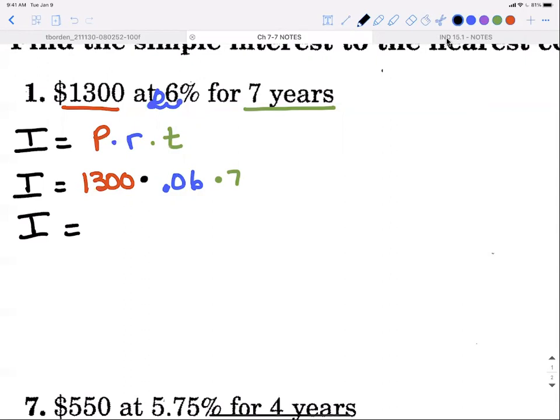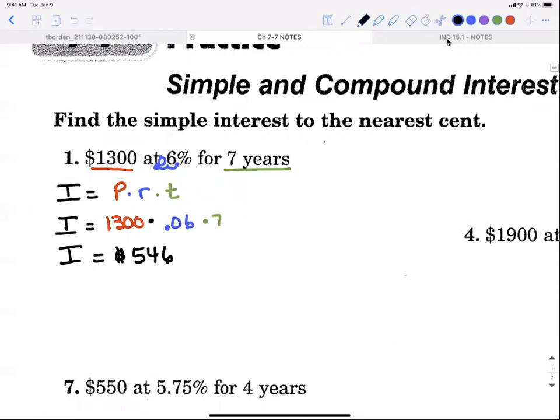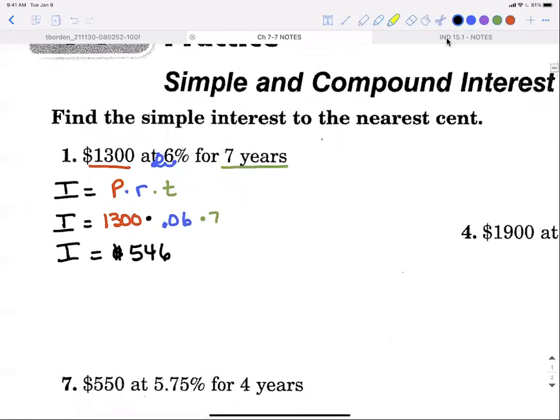Okay, and then how would I label this? 546 what? Yeah, everything here is going to be dollars. Notice it says, when we get to this one it didn't apply, but it says we're going to round to the nearest cent. So since this is money, we're going to round everything to the hundredth to make sure that it looks like dollars and cents.